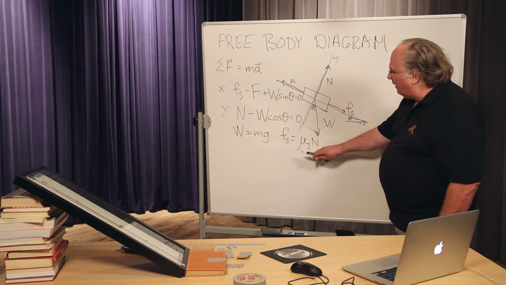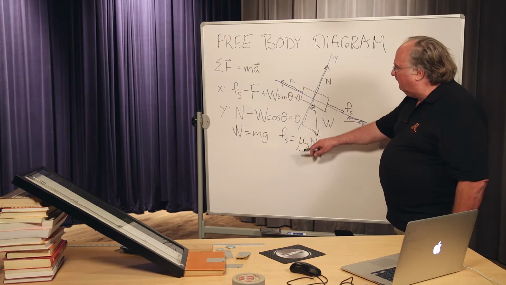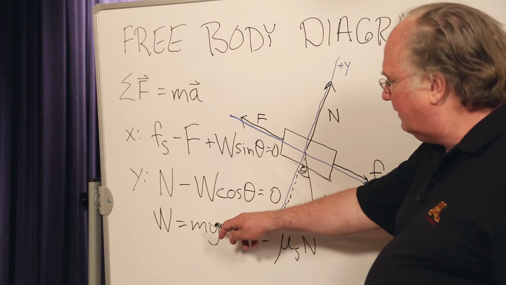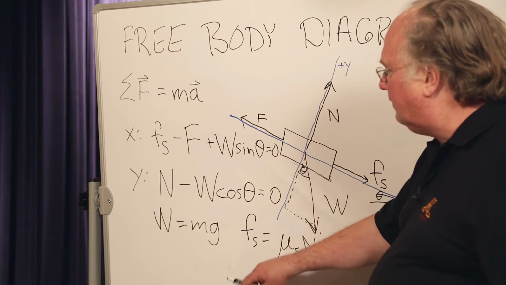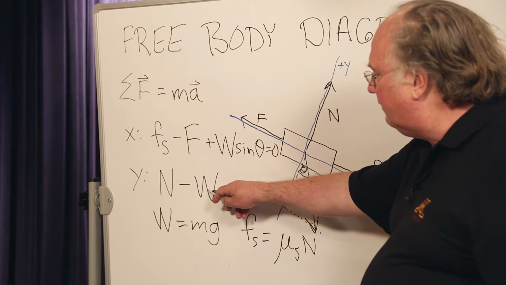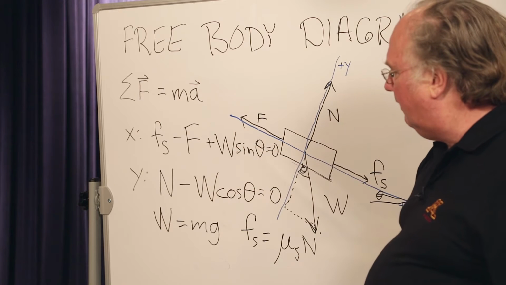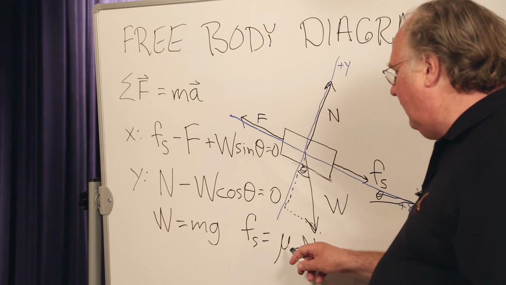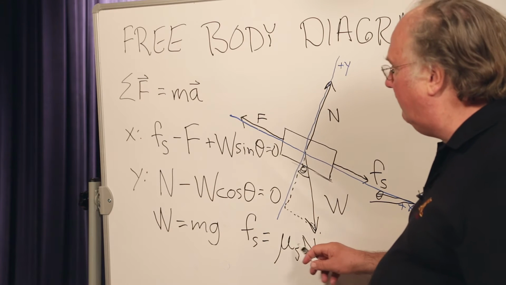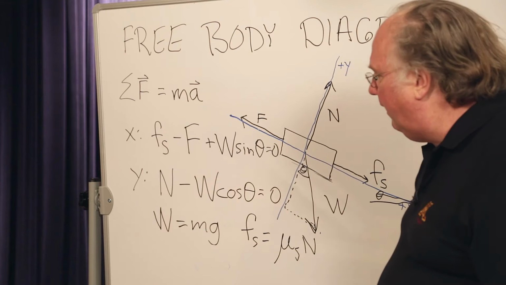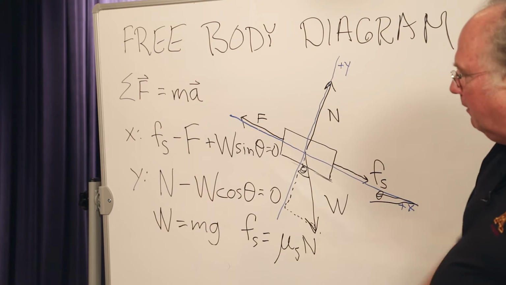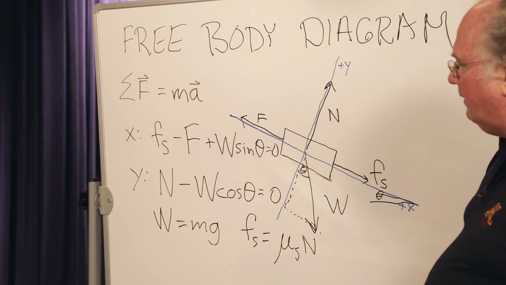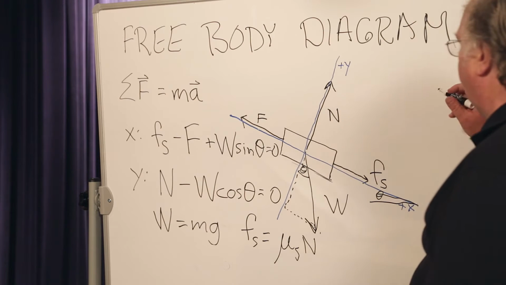And what I want to do is combine all this stuff together. Looking at this, I have W equals mg. I can substitute that in here and here, and then we won't have to worry about W anymore. I have Fs equals mu s n. I can put that in up there, and then we won't have to worry about Fs anymore. It doesn't show up anywhere else. So if I do that, I get this.